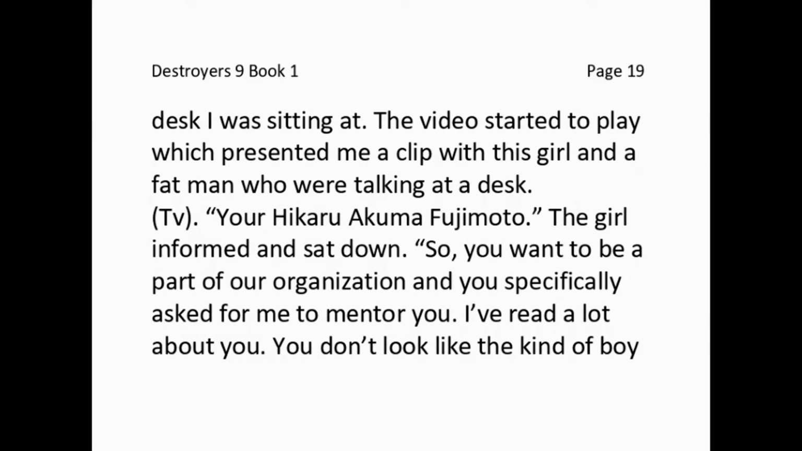"You're Hikaru Akuma Fujimoto," the girl informed and sat down. "So you want to be a part of our organization, and you specifically asked me to mentor you. I've read a lot about you. You don't look like the kind of boy who's ready for combat. Why do you want to be a destroyer?"